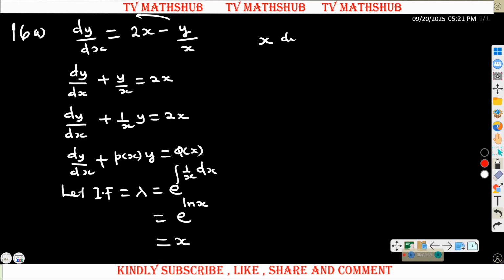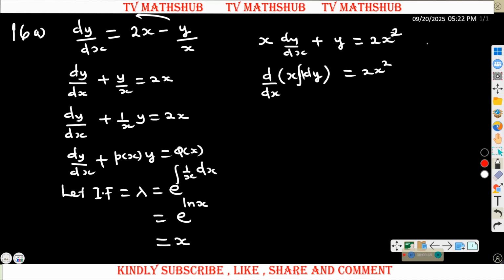Now, having got your integrating factor as x, you will multiply it into this simplified expression, and it will be the same as having x dy/dx + y, which is equal to 2x squared. When you multiply the integrating factor into this expression, you will be able to get a main function, a function that was differentiated to give you the left hand side. So what is the main function?